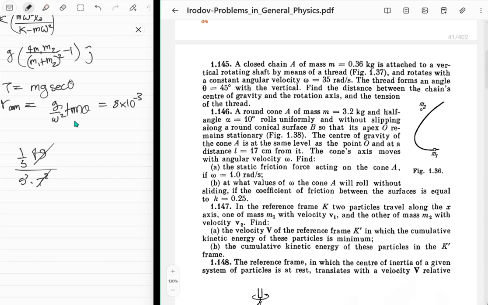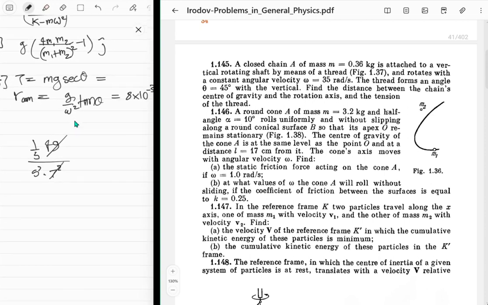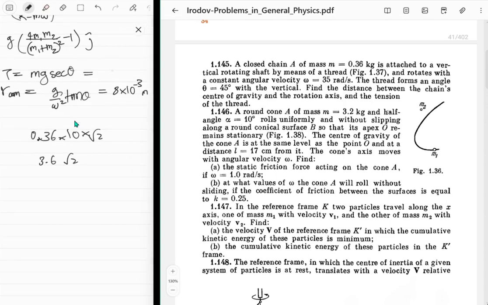Cool. And for the tension, what's m? m is 0.36, but kgs. Oh, it's going to be 360. Sorry. Gravitation is just 10, and then you got secant theta. Theta was 45 degrees, so sec theta will just be square root 2. So you get 3.6 square root 2 as the answer, which I won't work out. I'll just leave it like that.